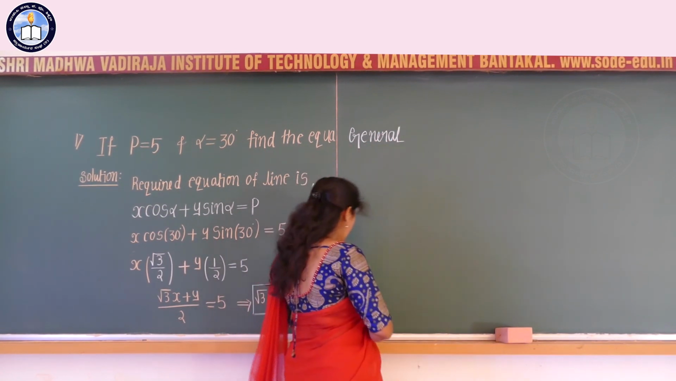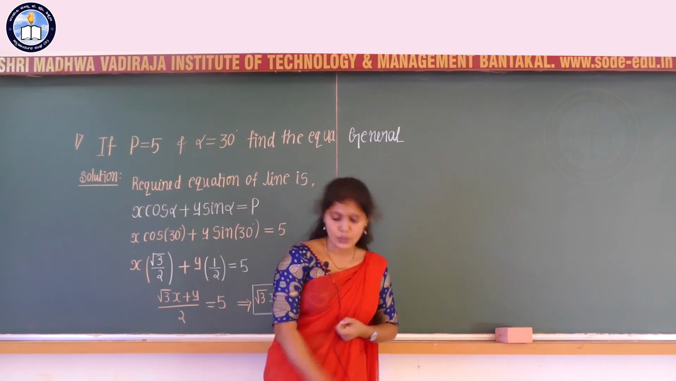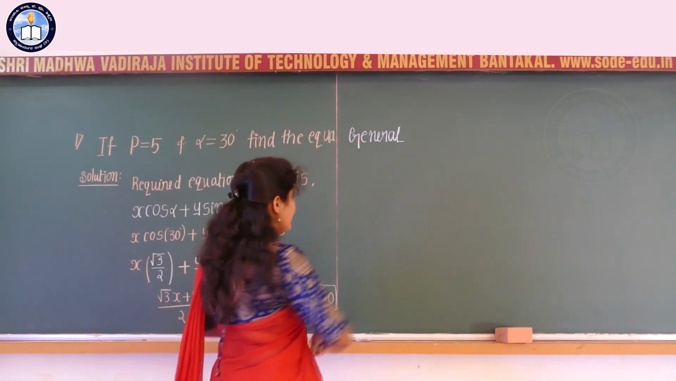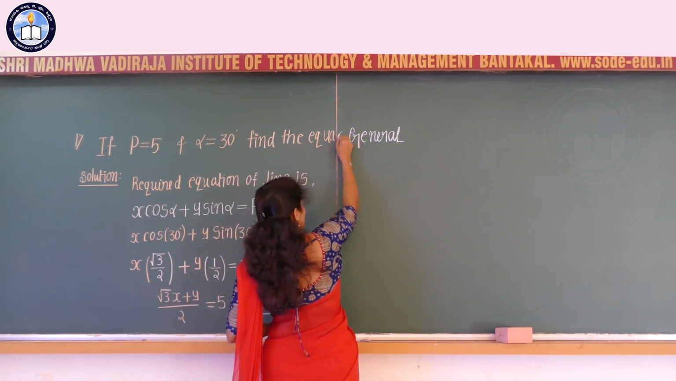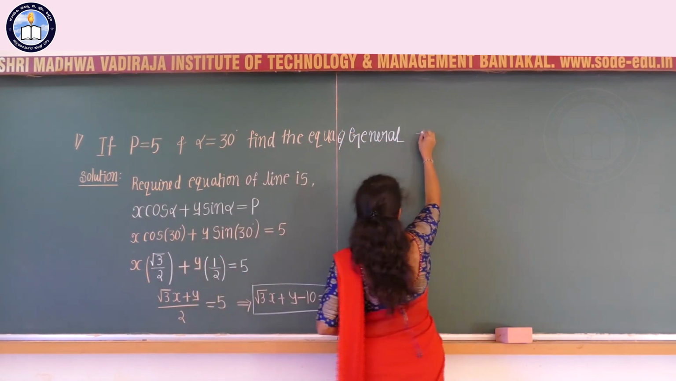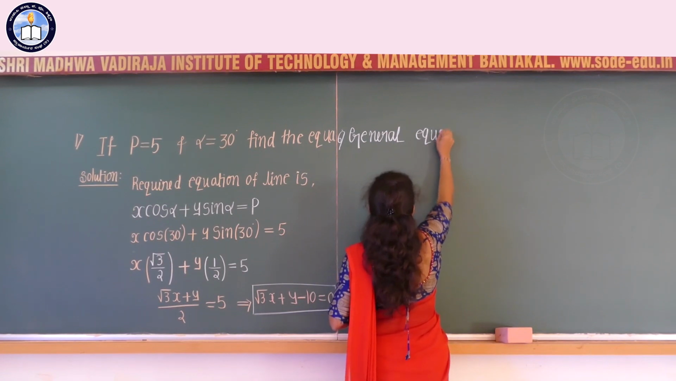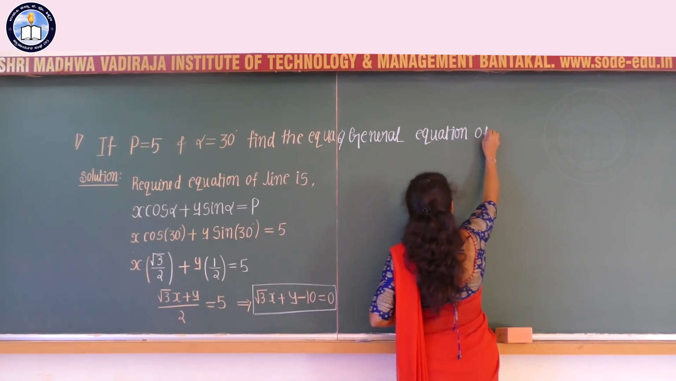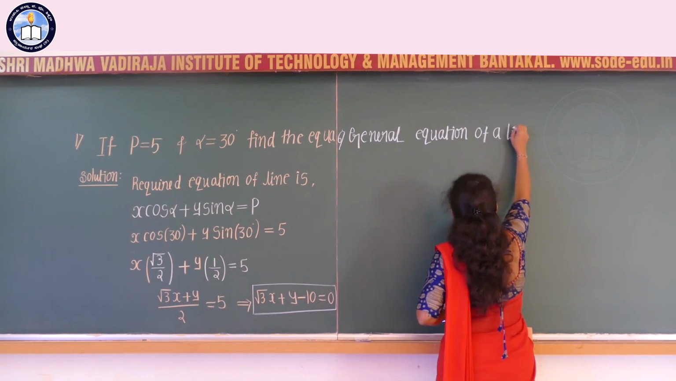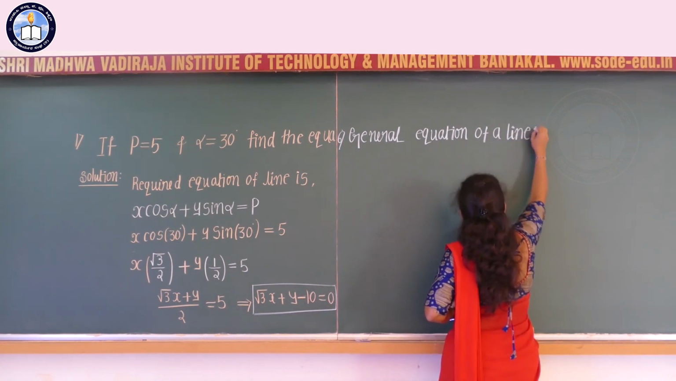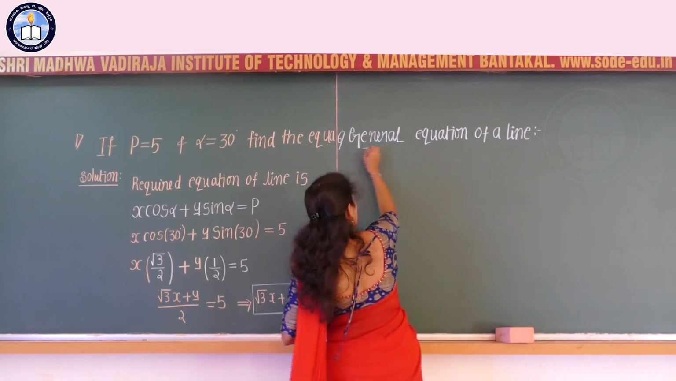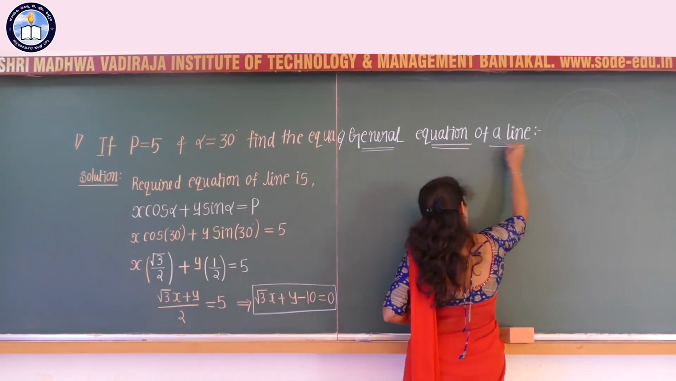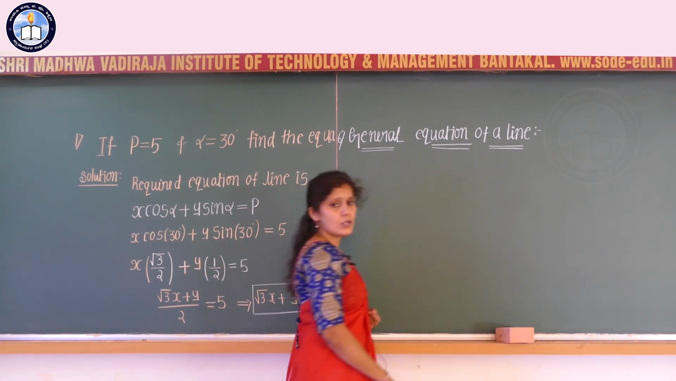So we are having different forms of equations of a line, and with respect to different forms of equations of a line, the sixth one that we are going to consider is the general equation of a line. So let us consider what is meant by the general equation of a line and how to solve the given problems with respect to it.